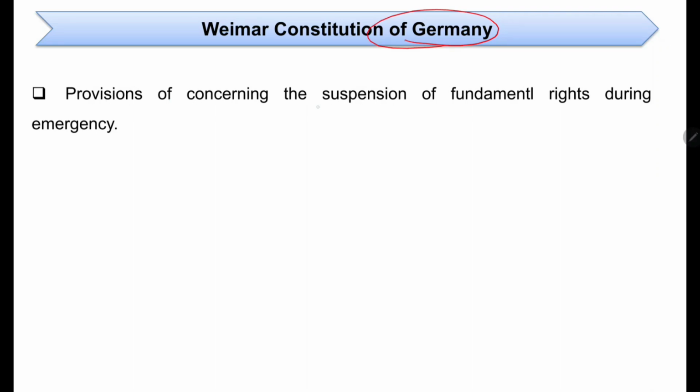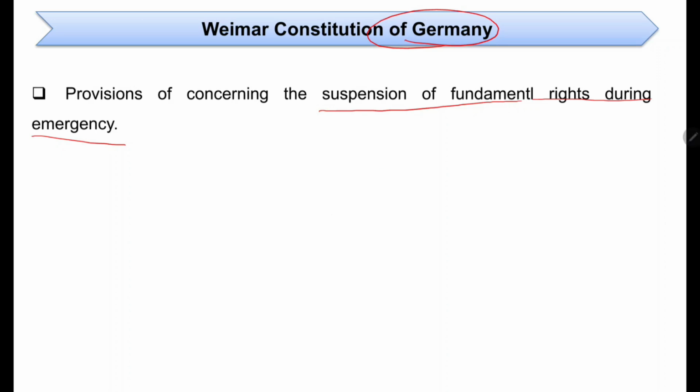Provisions concerning the suspension of fundamental rights. Here we have borrowed from Germany the suspension of fundamental rights during an emergency. We have learned that there are three types of emergency: national emergency, constitutional emergency, and financial emergency. Under national emergency, Article 352, when this emergency has been declared by the President of India, all your fundamental rights will be suspended except the right to life.